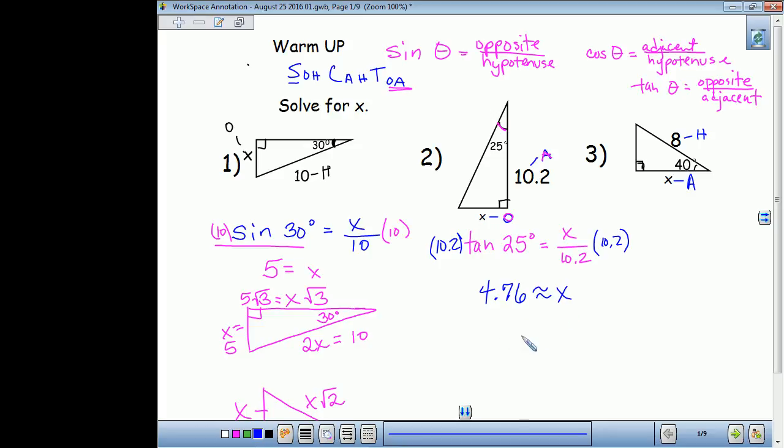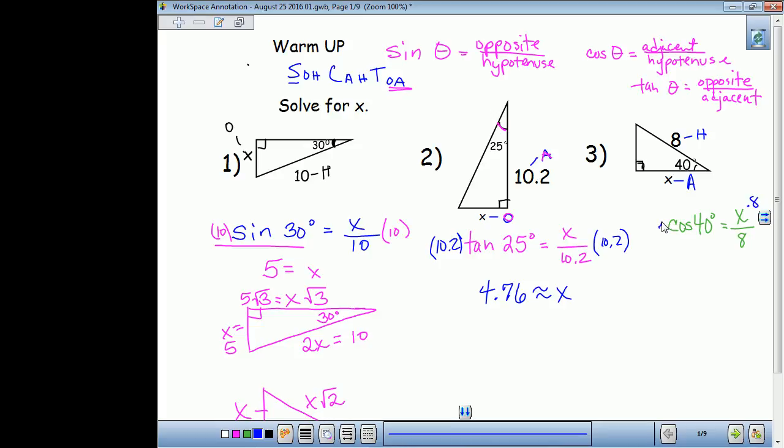These skills that we're reviewing here are necessary for some of the problems we're going to do for homework. That's why we're reviewing them. The last one, our 40-degree angle here, and this relationship of adjacent and hypotenuse would lead us to cosine. So cosine of 40 is equal to the adjacent side over the hypotenuse. To solve this one, we would just multiply both sides by 8.